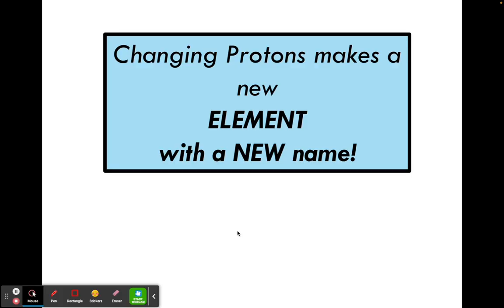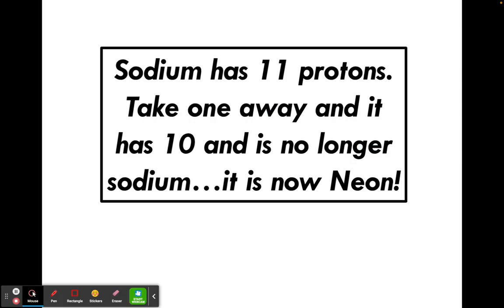So you change the protons, you change the element. Now it's a different element with a different name. Sodium, for example, has 11 protons. You can look up sodium on the periodic table. That is number 11. The atomic number is 11. So you look up 11 on the periodic table and you'll find sodium.